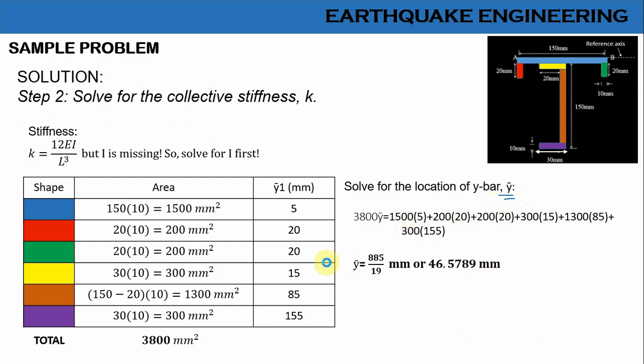Using Varignon's theorem, the total area times y-bar is equal to the individual areas times their y1 bar. So, 1,500 times 5 plus 200 times 20 plus 200 times 20, plus 300 times 15 plus 1,300 times 85 plus 300 times 155. If solved, we will get this value: 885 over 19 millimeters, or 46.5789 millimeters.